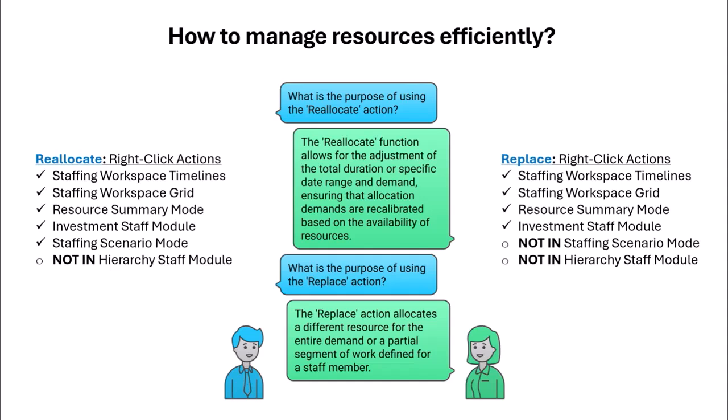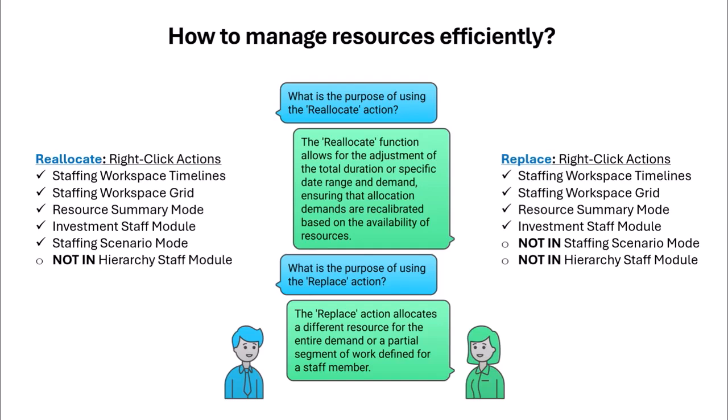The new reallocation function lets staffing managers tweak project timelines and resource allocation with lightning-fast precision. Want to adjust the total duration or just a specific date range? No problem. Need to fine-tune the allocation percentage based on a resource's availability? Done. It's like having a magic wand to effortlessly reshape and optimize staffing assignments. Do you want to replace someone for the entire duration or just a specific date range? It's all at your fingertips. And once the swap is done, you can fine-tune those allocation amounts manually or with the handy reallocation function.